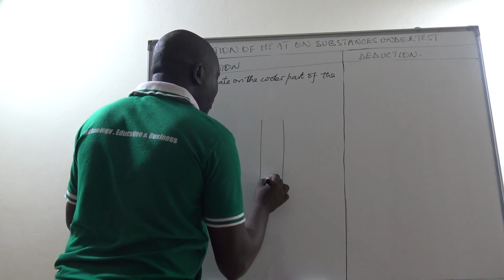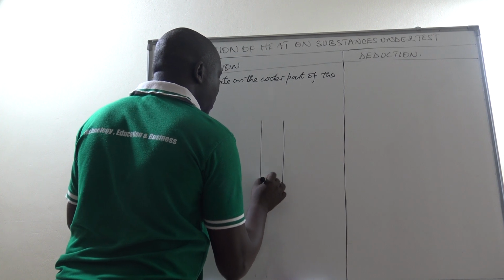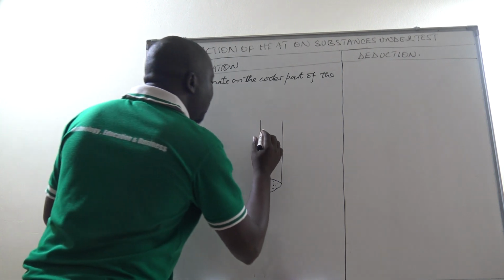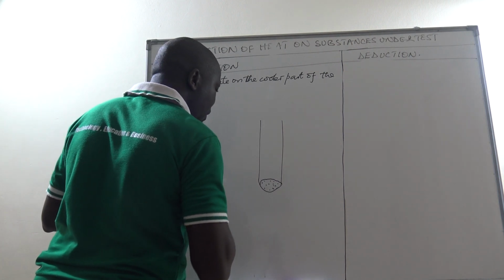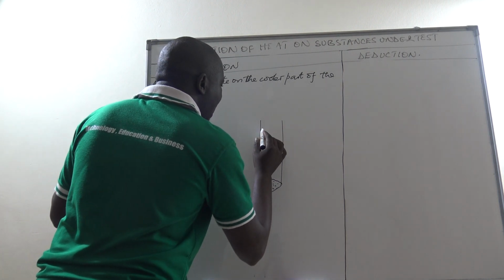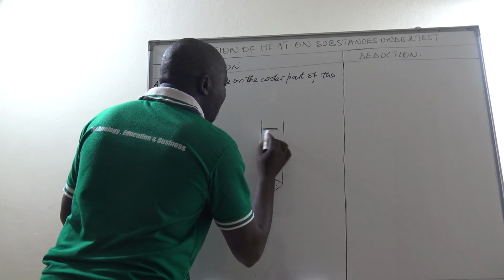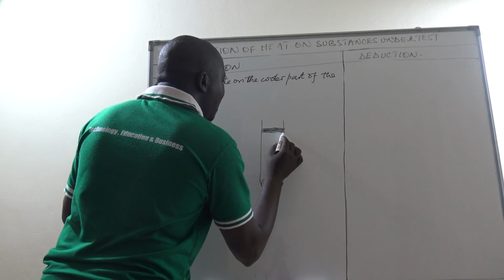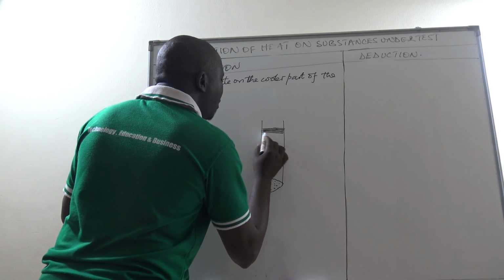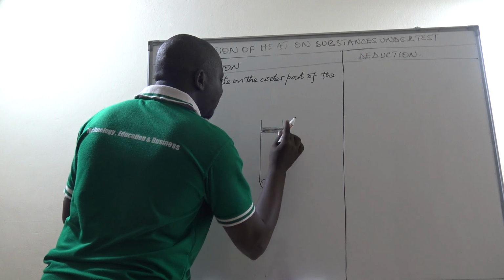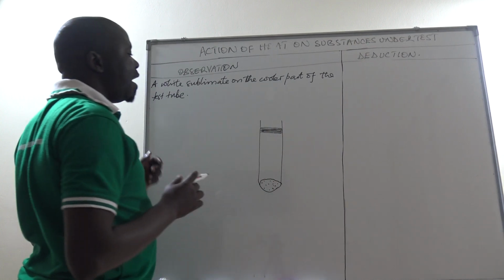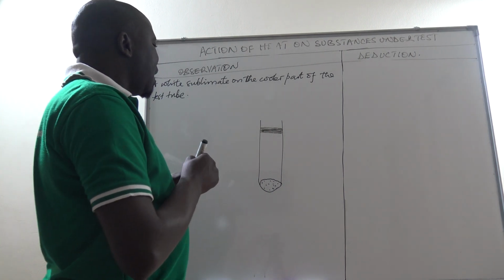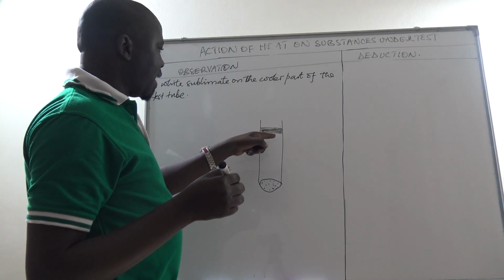So when you're heating your solid under test, then you may find another solid getting deposited here on the cooler part of the test tube. So if you are heating a substance and then you see some solid getting deposited here, take note of its color. If at all when you are starting to heat, there was nothing here like a solid. That's why I said that you must have a clean test tube.